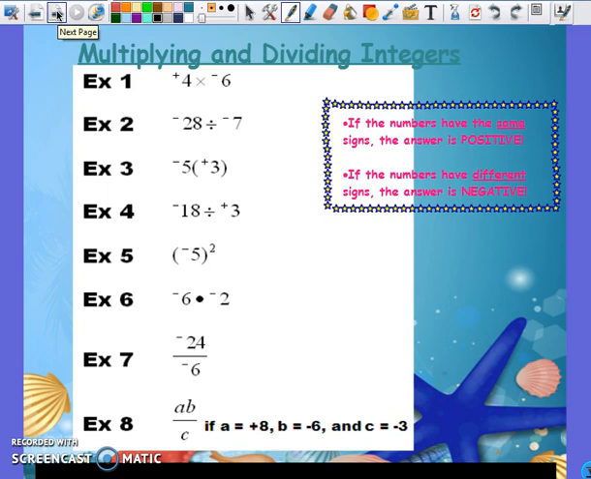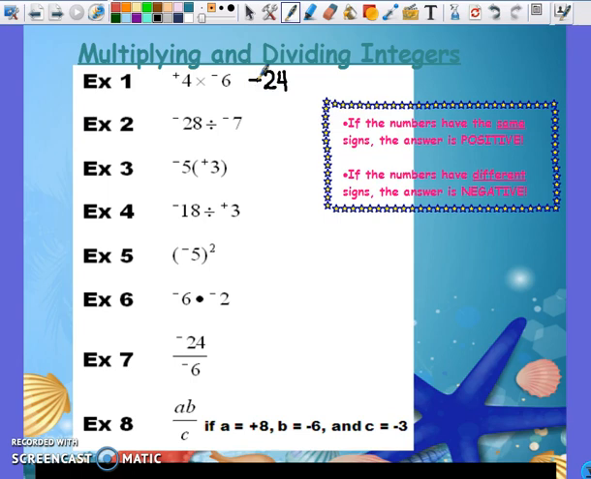Now we're actually going to solve these problems. Like I said before, just simply multiply or divide as usual and then decide what the sign should be. So 4 times 6 we know is 24. And we have a positive times a negative, so different signs. That means our answer is negative.